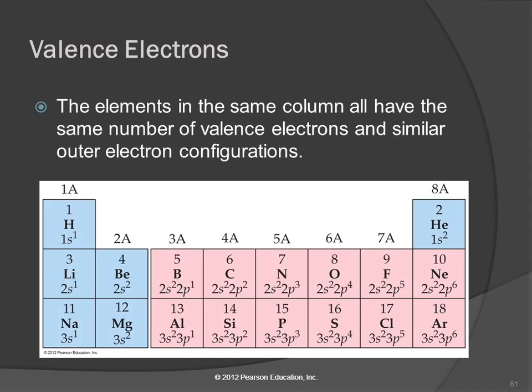So elements in the same column of the periodic table have the same number of valence electrons, and they also have similar outer electron configurations. So this is the first, second, and third rows of the periodic table. And there's this little gap here because normally there's a big gap there. So imagine cutting it and splitting it apart to make room for the transition metals. But we don't need to do that because we're not looking at those. Do you see a pattern here?